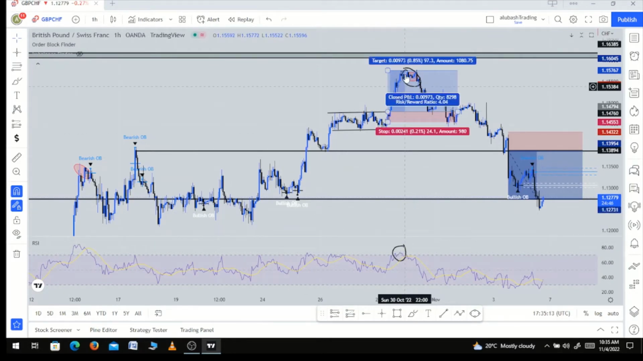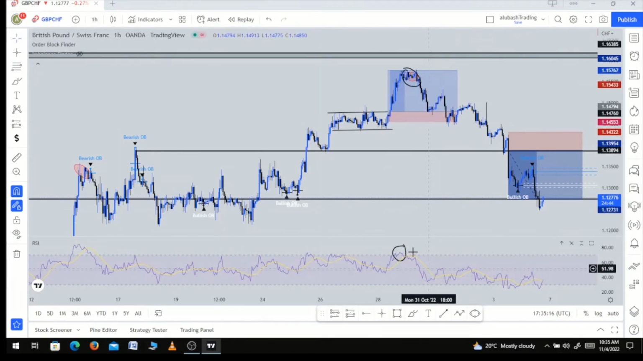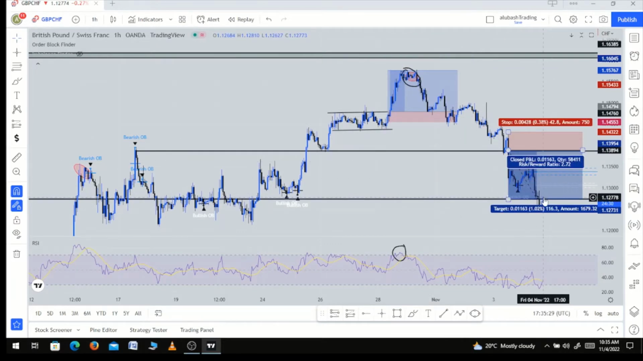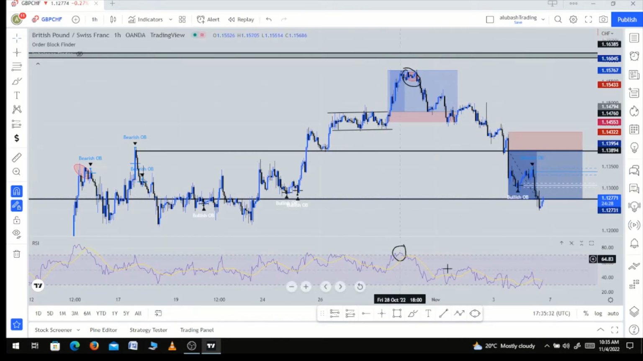The sellers need to kick in. Then the sellers kicked in. As you can see, the market tends to move towards the oversold area. Then you can see the sellers kicked in, the market reversed automatically. So this indicator guides you on when to enter and when to exit a trade.